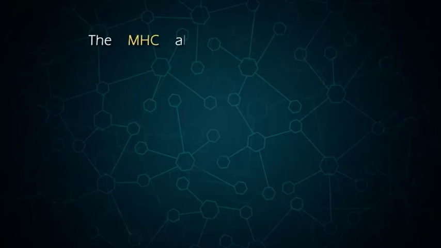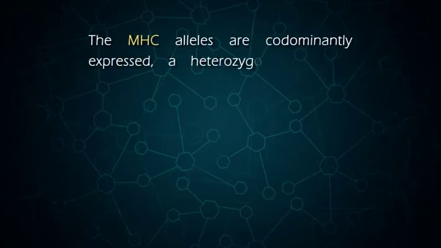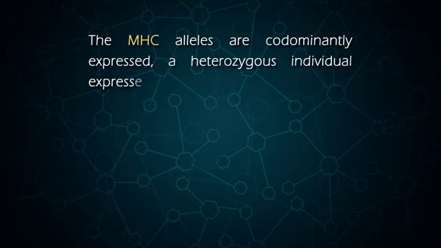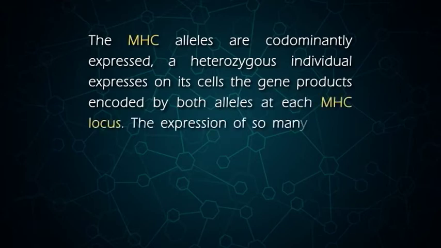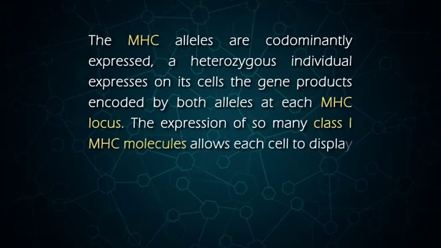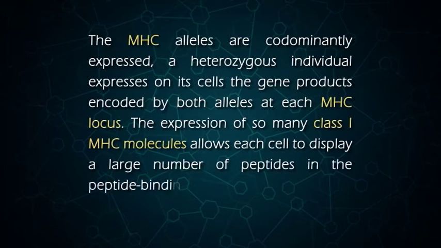MHC molecules can bind many different peptides since the MHC alleles are codominantly expressed. A heterozygous individual expresses on its cells the gene products encoded by both alleles at each MHC locus. The expression of so many class I MHC molecules allows each cell to display a large number of peptides in peptide binding clefts of its MHC molecules.